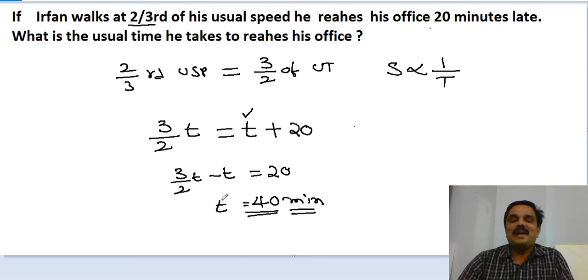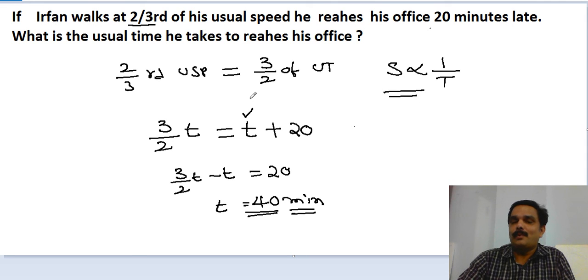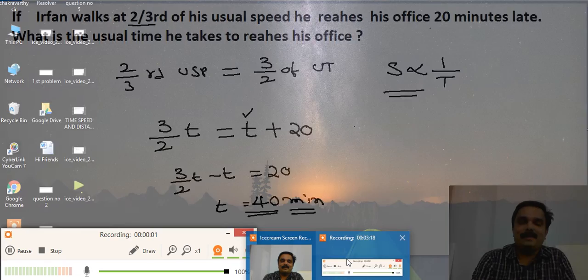But in this case, what happened now? Since he's going with 2 by 3rd of his usual speed, obviously he will take 3 by 2 of his usual time, because speed and time are inversely proportional to each other. Then after that, as it is, you can solve the question and you will get 40 minutes as the right answer here. All right.